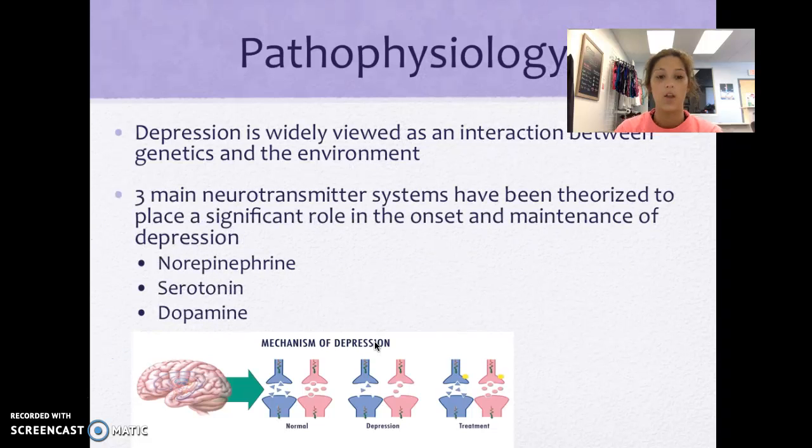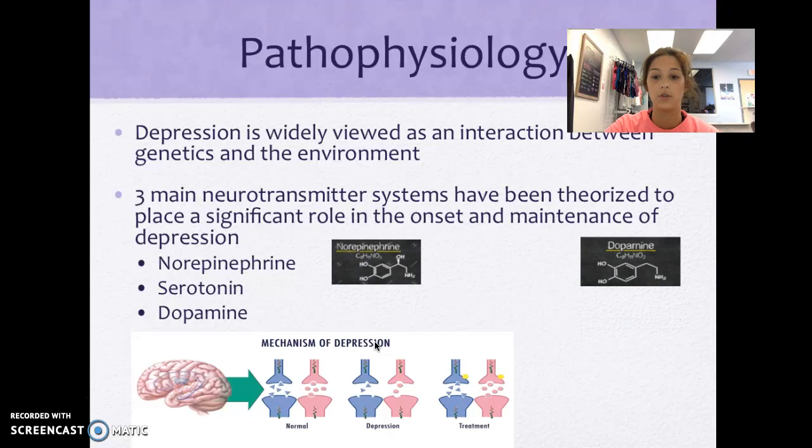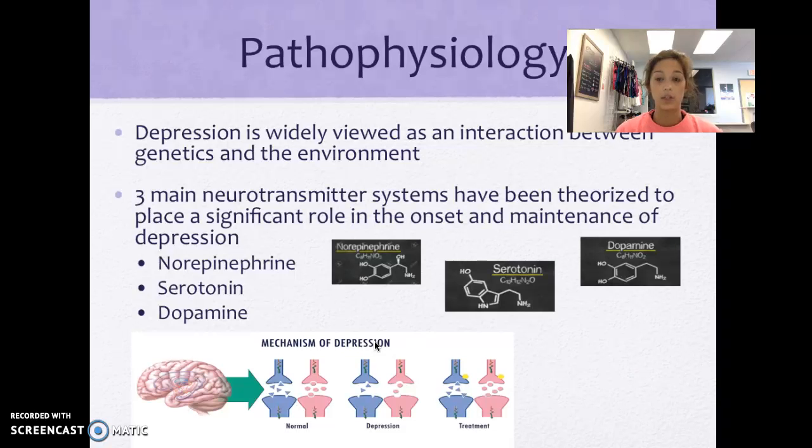Three main neurotransmitter systems have been theorized to play a significant role in the onset and maintenance of depression. They are norepinephrine, serotonin, and dopamine. These theories of neurotransmitter dysregulation are seen in the hypothalamic-pituitary-adrenal axis, and this has been implicated in the pathophysiology of depression. The hypothalamic-pituitary-adrenal axis is a marker of reaction to stressors. This group can also be referred to as the central monoamine theory of depression.